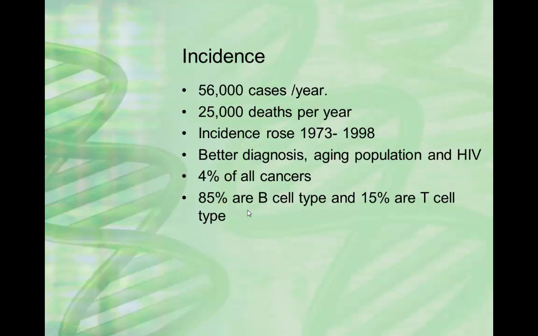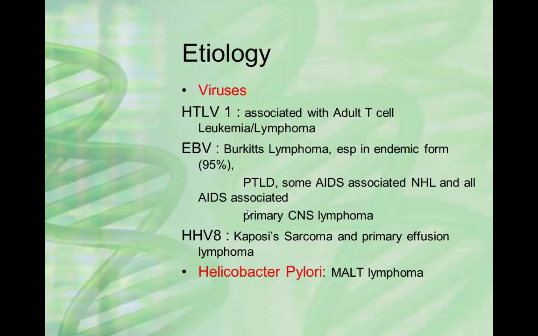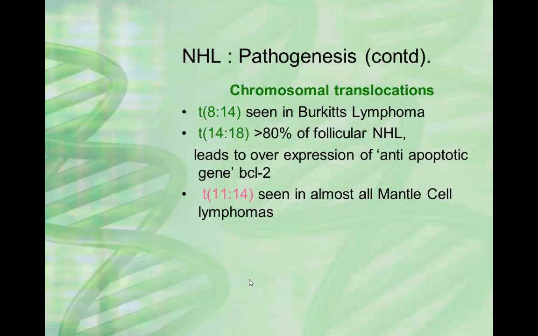80% again are B cells and 15% are T cells. Viruses that are involved in the production of lymphoma are adult T cell leukemia virus, Epstein-Barr virus for Burkitt, HIV, patients that have Kaposi sarcoma, and even Helicobacter pylori for MALT lymphoma. As with leukemia, they have chromosomal translocations, for example, at the 8 and 14 level for Burkitt lymphoma, and at 14 and 18 for non-Hodgkin lymphoma.